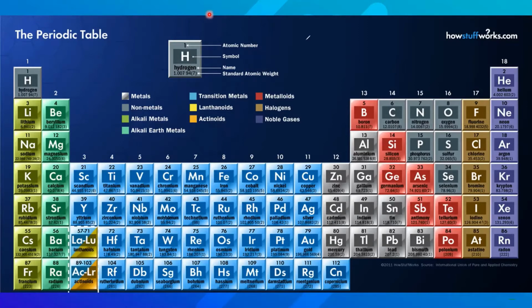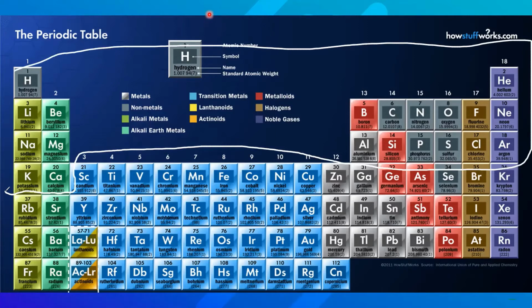So it's only this. First 20 elements, from hydrogen to calcium. Hydrogen, lithium, beryllium, boron, carbon, nitrogen, oxygen, fluorine, neon, sodium, magnesium, aluminum, silicon, phosphorus, sulfur, chlorine, argon, potassium, calcium. You need to memorize these 20 elements in the periodic table, and it's easy.